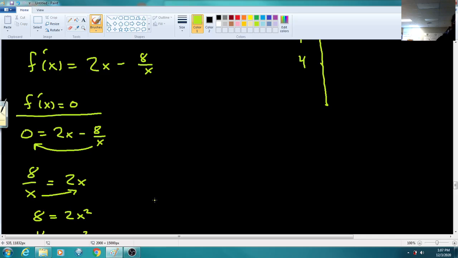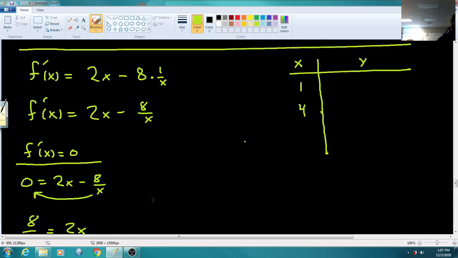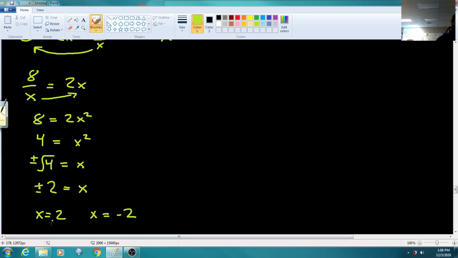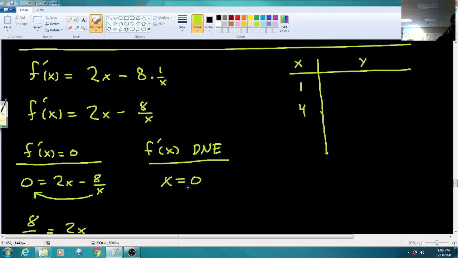Now let's check any x's that make f prime of x undefined, or does not exist, I guess. Well, if I look in this form and I look at the x down here, if I let x equal 0, that will cause division by 0. So x equals 0 is another critical point I need to check. So I have 3 critical points: 2, negative 2, and 0.